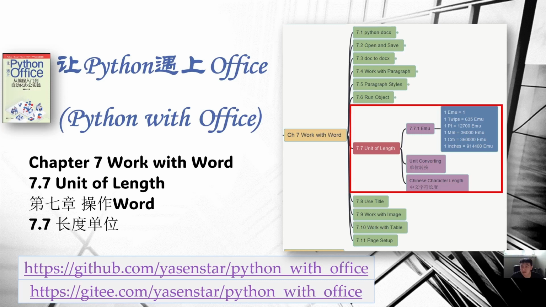Move to 7.7 to discuss the unit of length within Word. Until now, we have already finished more than half of this work with Word. We will have some more styles and components to discuss, like image, title, table, and we will also set up a page.